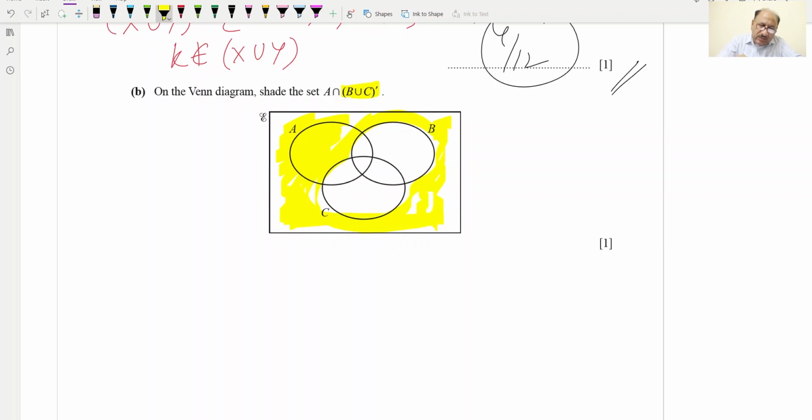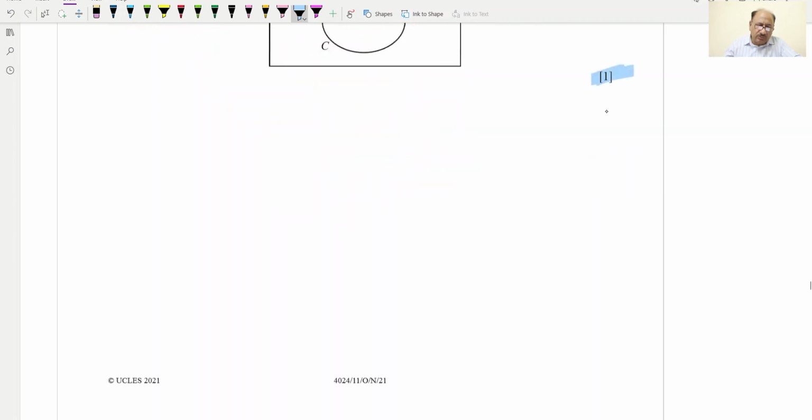Now they are saying A intersection this one. So when we take A intersection, that will be only this portion. So I will reshade everything, and that will be the answer for this question, shading only this part. Hopefully you understood this Venn diagram. Also for Venn diagrams you need to practice a little so that you can understand them properly. This is basically a 1 mark question which we have done.